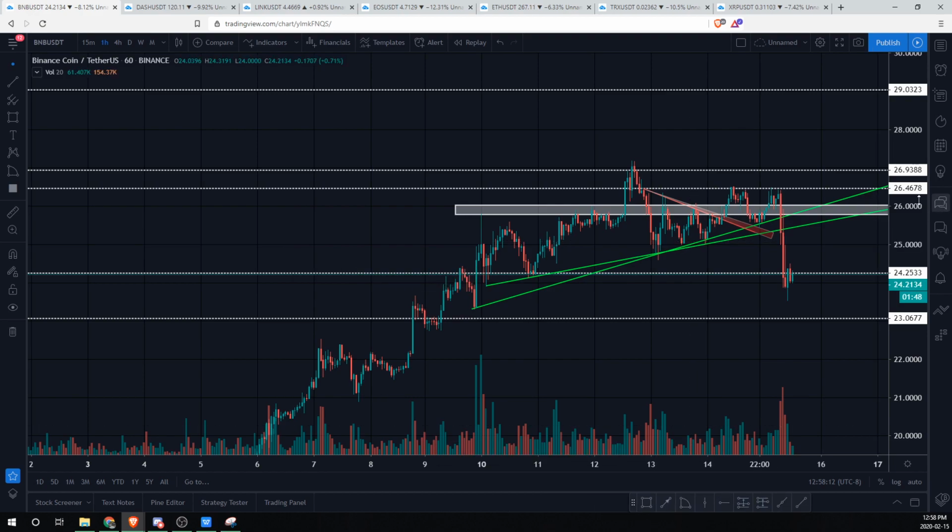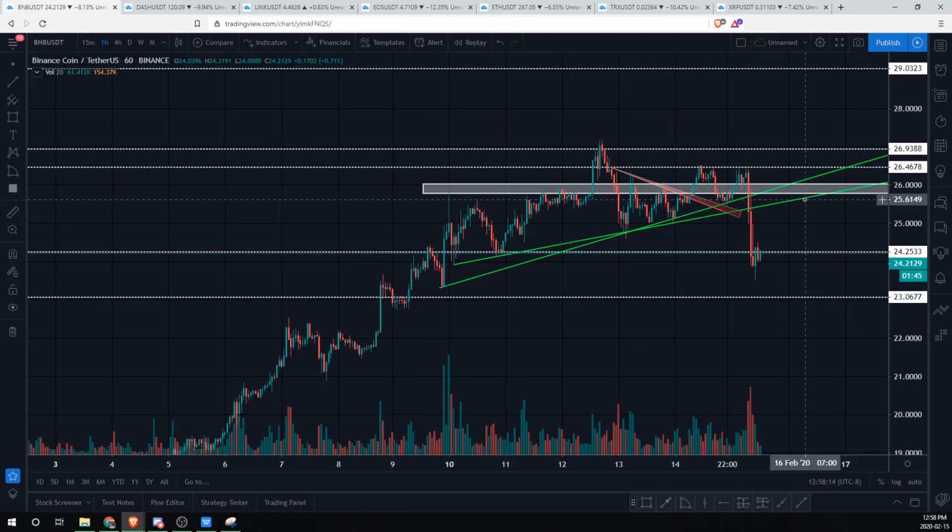We'll do BNB, but it's a similar type of situation. I didn't really get a nice level of support there, so I just drew two.